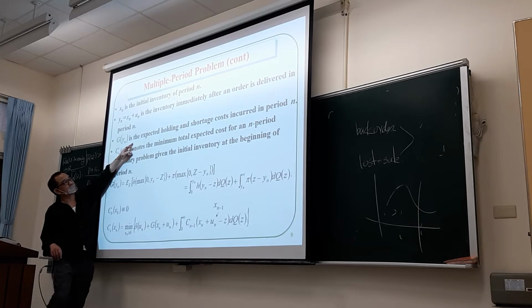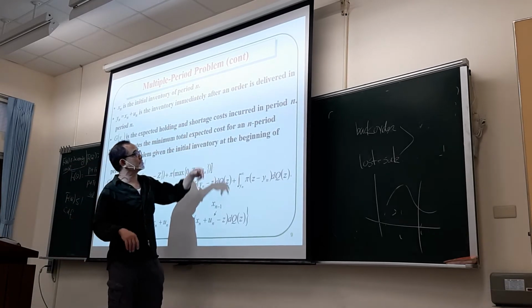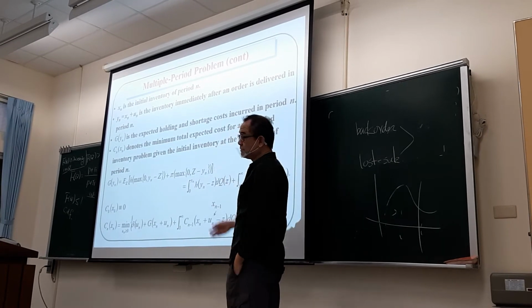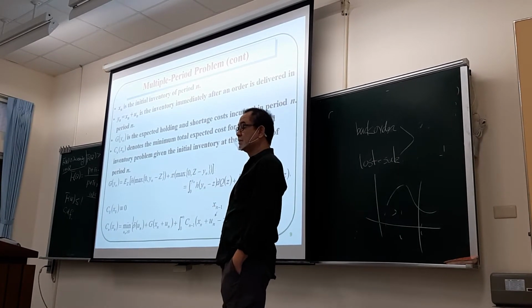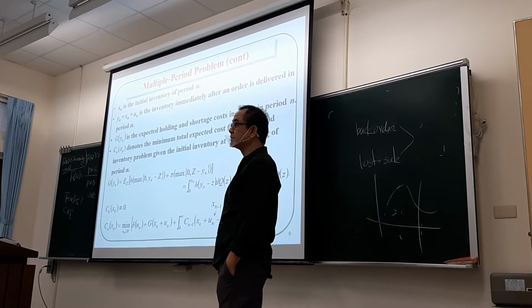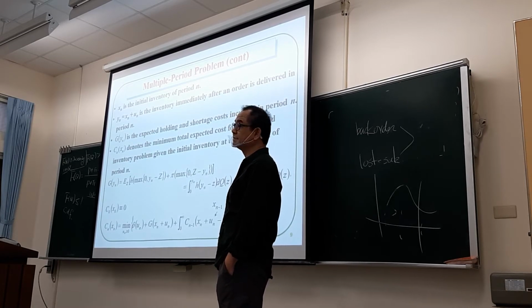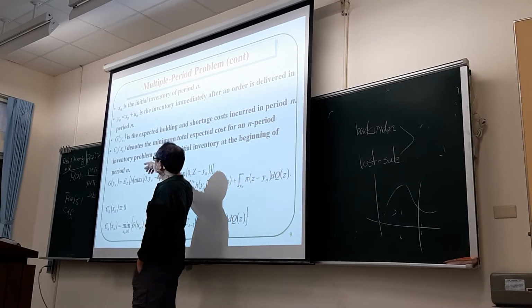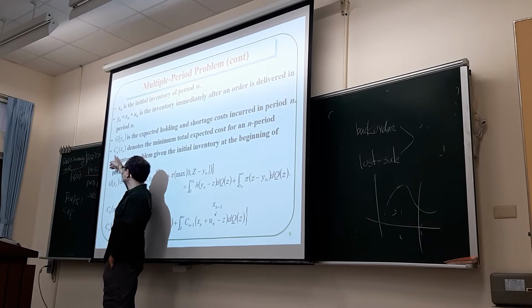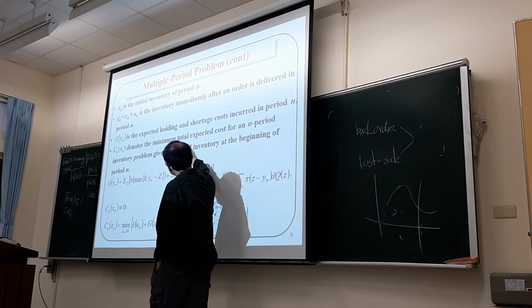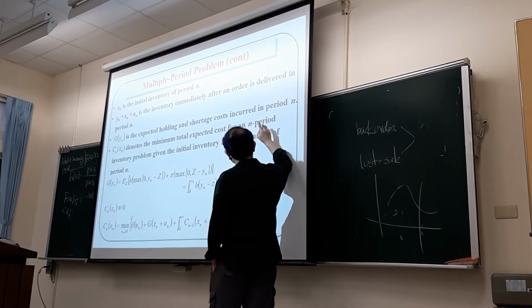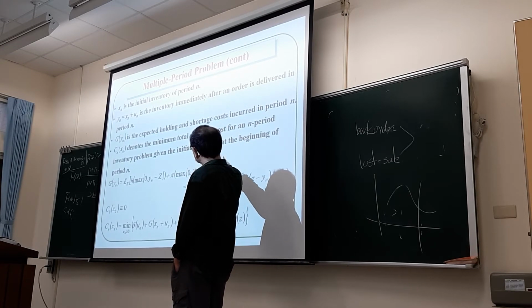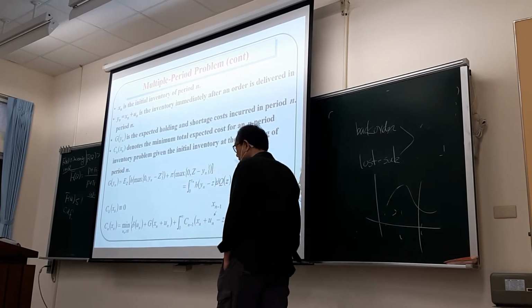So G of n is the expected holding and shortage cost incurred in period n. That's almost the same notation as the newsvendor problem, G of Yn. So Cn of Xn, where Xn is the initial inventory, is the minimal total expected cost for an n-period inventory problem, given the initial inventory at the beginning of the period.